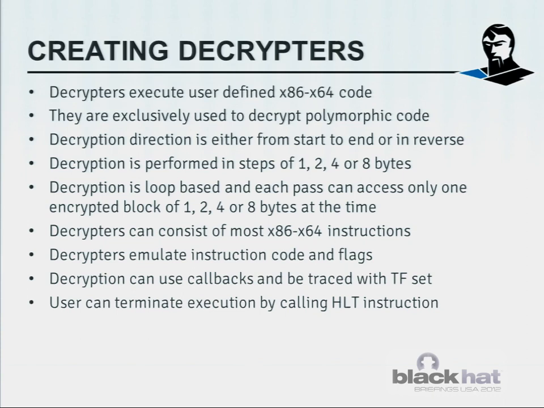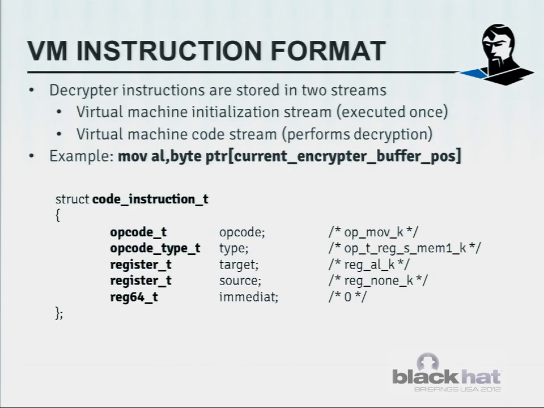And decryption is performed both forward and backward as any way you actually need it, and it's performed in steps of 1, 2, 4, or 8 bytes. So the decrypting virtual machine is a virtual machine you program with structures, and it can consist of both x86 and x64-bit code. So how does this code look like? We have one element right there. So let's say I want to emulate the instruction mov AL, byte ptr, whatever is the current encrypted byte I'm decrypting. So that's the instruction I want to create. So that's the structure you have to fill in.